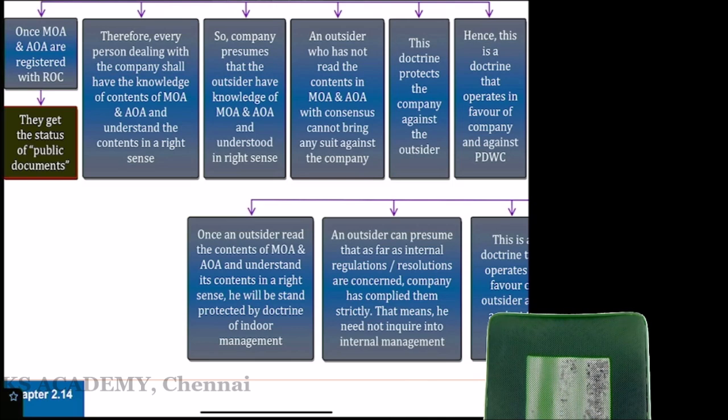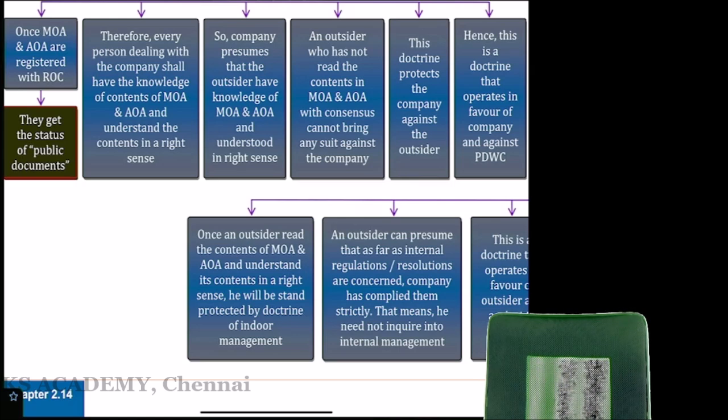Once registered, they get the status of a public document. CA Foundation, I said all these. We are just reiterating the same, but still I will re-explain the entire concept. Listen. Whenever I talk about a memorandum or articles, once prepared, they will be registered with the ROC. Once the ROC registers MOA and AOA, they get the status of a public document. What do you mean by public document?